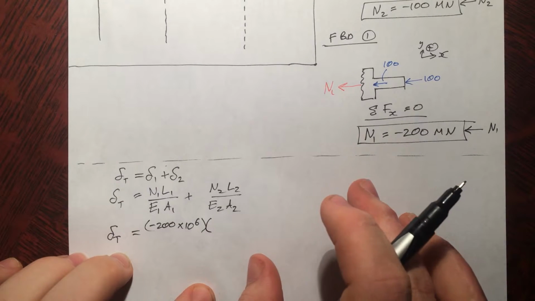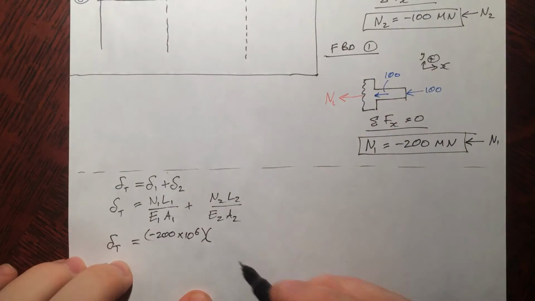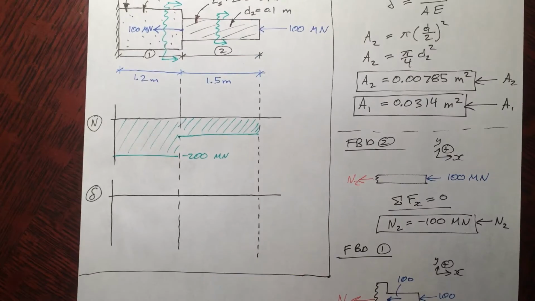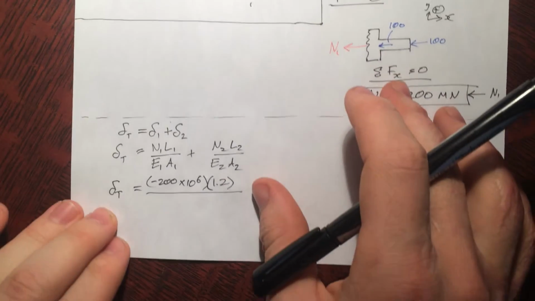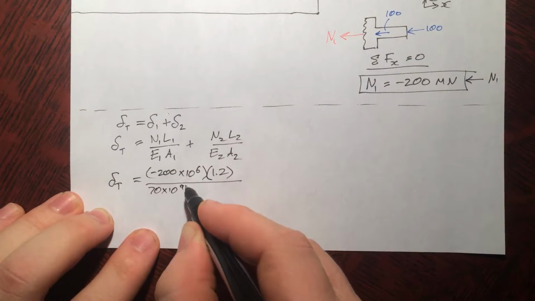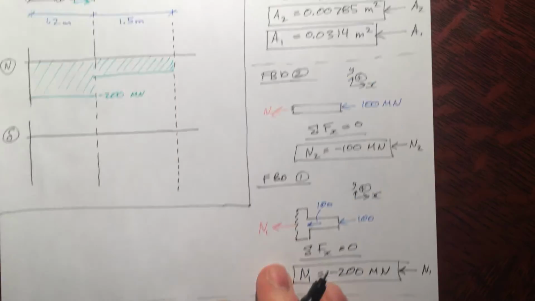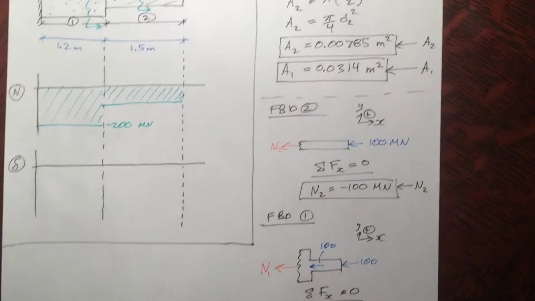Times the length of the first piece. That's 1.2 meters, right? Or E of the first piece, that's aluminum, 70 GPa, right there. So it's 70 times 10 to the 9. And A of the first piece. Well, we just calculated that before, A1, 0.0314.